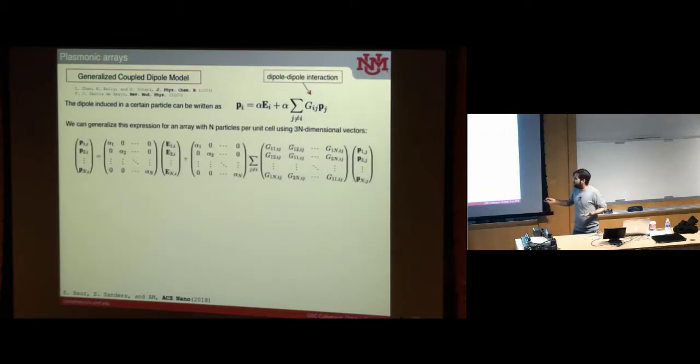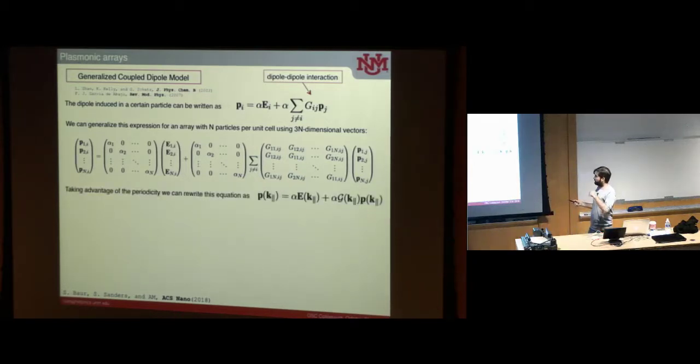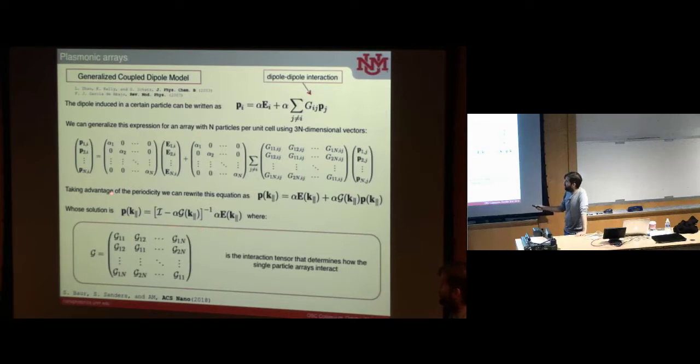The only thing you have to do now is, instead of having vectors with 3 components, you have vectors with 3n components, where n is the number of particles in the unit cell. You get a little bit more algebra, but you can do exactly the same as we did before. Go to the Fourier space, change everything to Bloch waves, and you end up with the same type of equation, right? Where you have this denominator, and when this denominator cancels, you are going to have your lattice resonance.